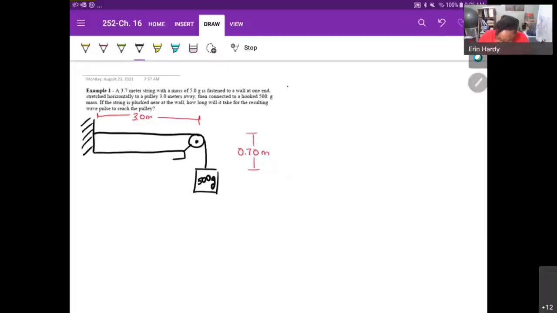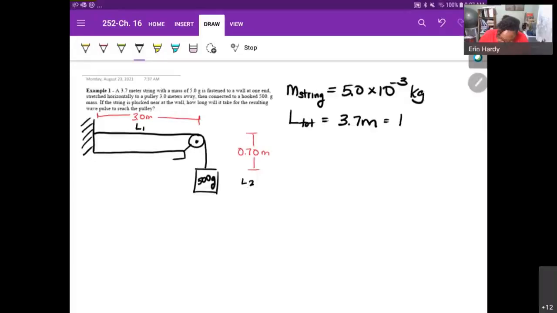So let's take stock of what we know. The mass of the string is 5 grams. We're going to need that in kilograms, so let's make that 5.0 times 10 to the negative 3 kilograms. The string length, let's call this L total. That's 3.7 meters. And I'm going to say that this 3.0 meters is something I'm going to call L1, and 0.70 meters I'm going to call L2. So that's equal to L1 plus L2.